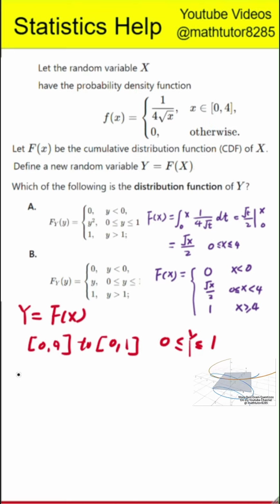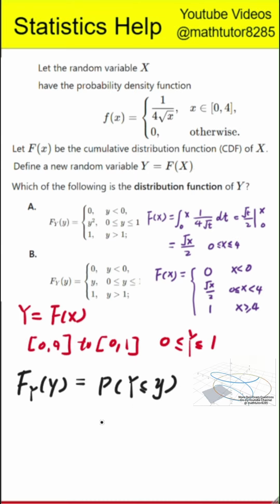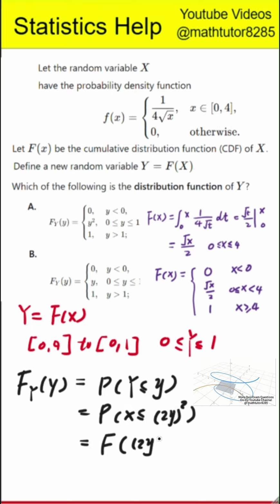Next step, find F sub y of y. We now compute the probability that Y is less than or equal to y. That probability equals the probability that F of x is less than or equal to y, which in turn equals the probability that x is less than or equal to the square of 2 times y. Using the formula for F of x, we substitute and find that F sub y of y equals y itself for y between 0 and 1.